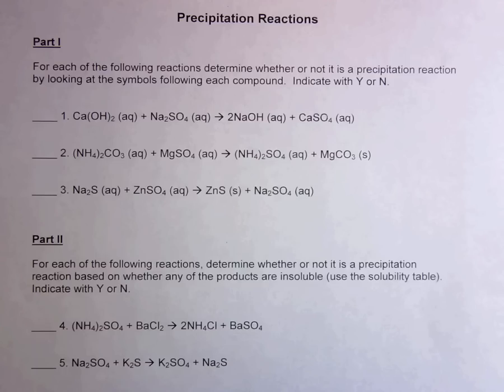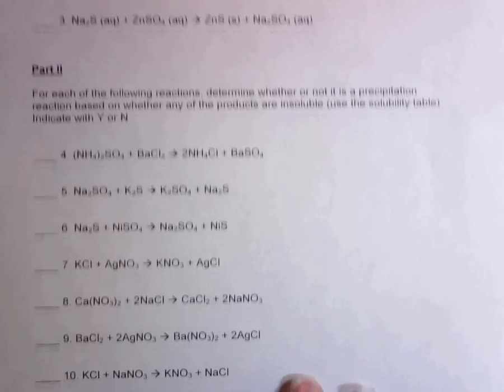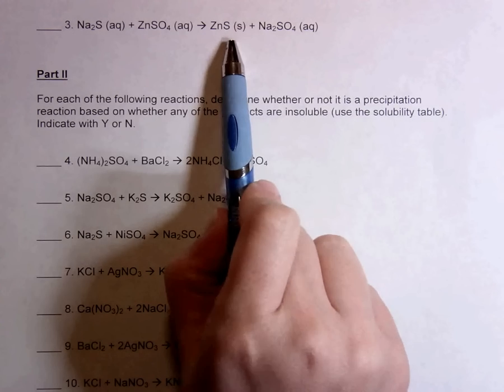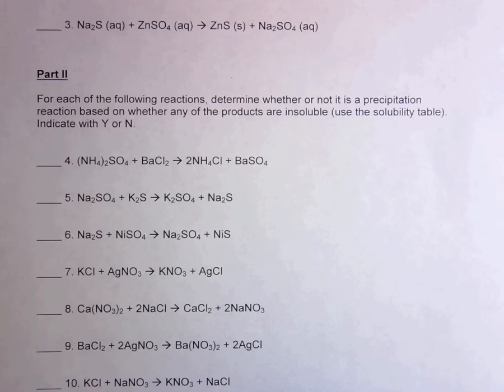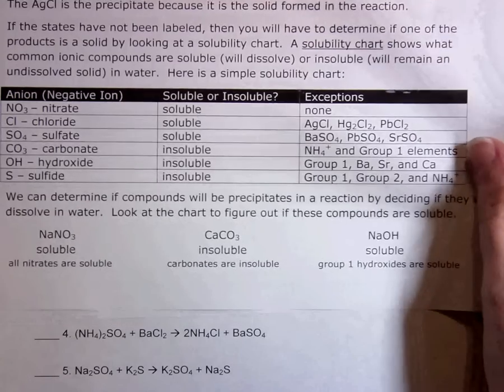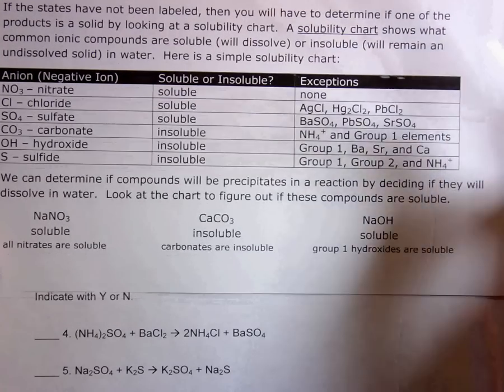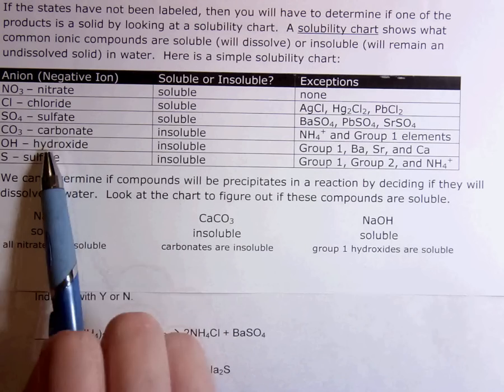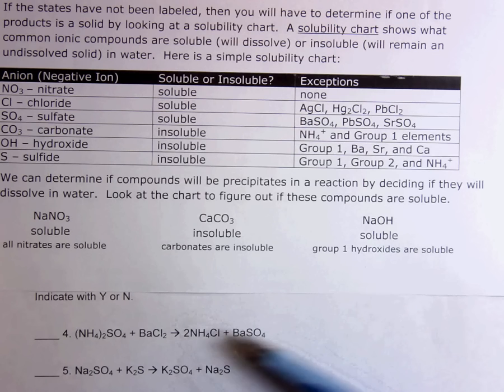The part 2, numbers 4 through 10, are a little bit harder because it doesn't tell you if something is a solid. You have to determine this for yourself. So let me show you in the reading material what this looks like. Here is a solubility chart, and you're going to look up the negative ion for all of your products.